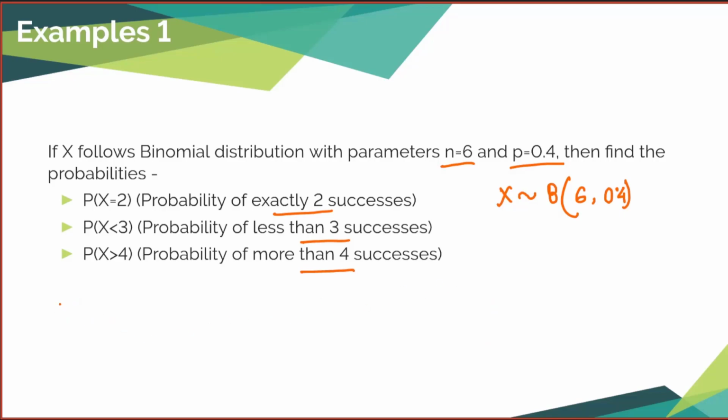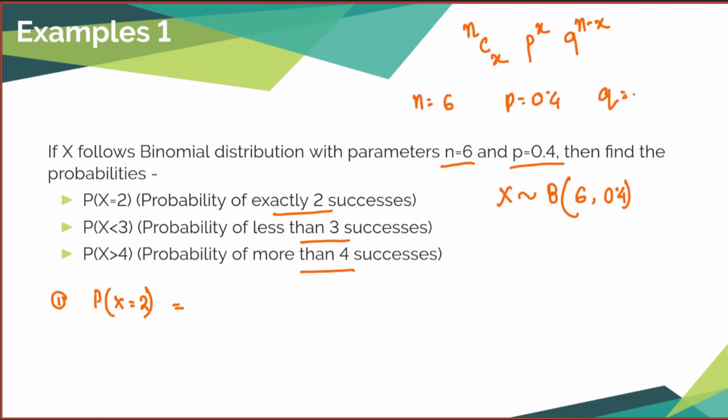And we are to find out probability of x equal to 2. Number 1 is probability of x equal to 2. This is equal to, what is the formula? nCx p to the power x q to the power n minus x. This was the formula. Here in our case n is equal to 6 and p is equal to 0.4. So what will be q? q will be equal to 1 minus 0.4, because 1 minus p is equal to 0.6, right?